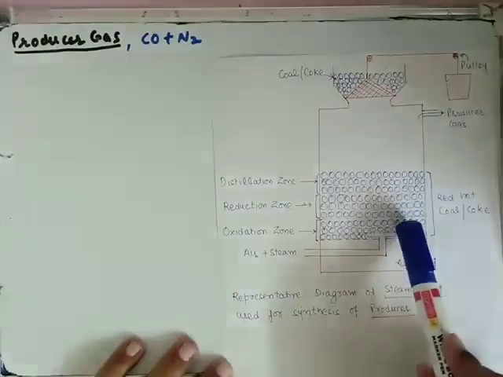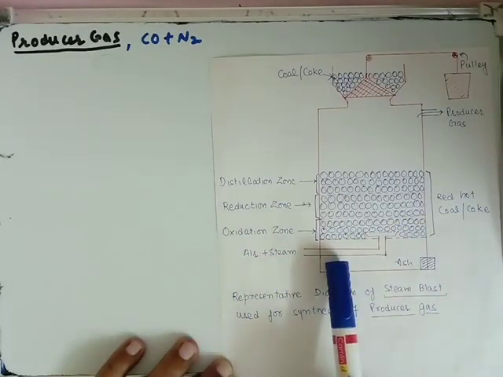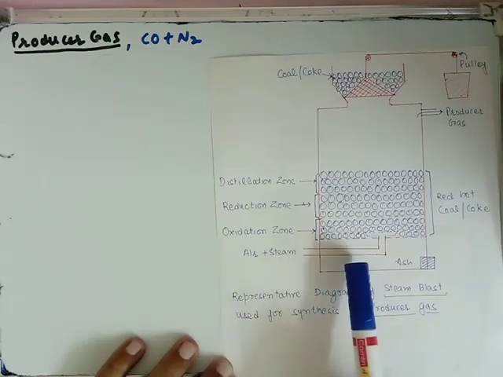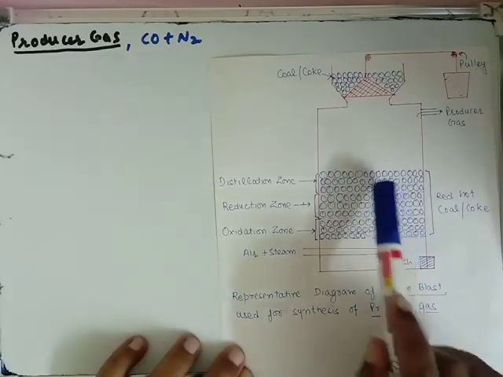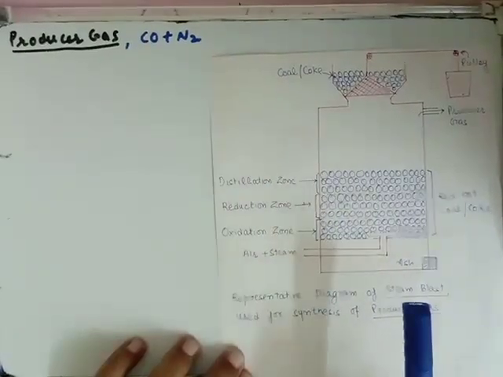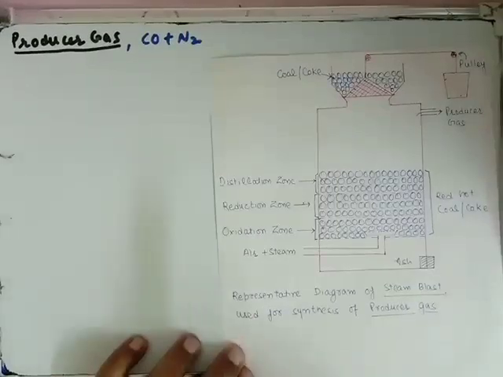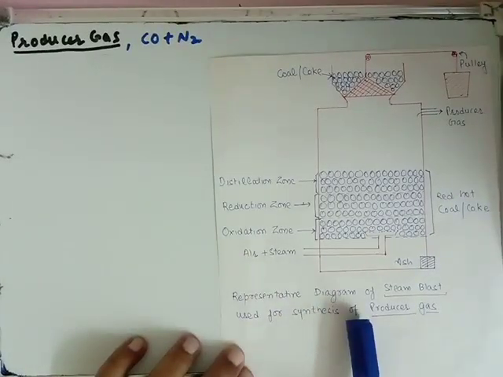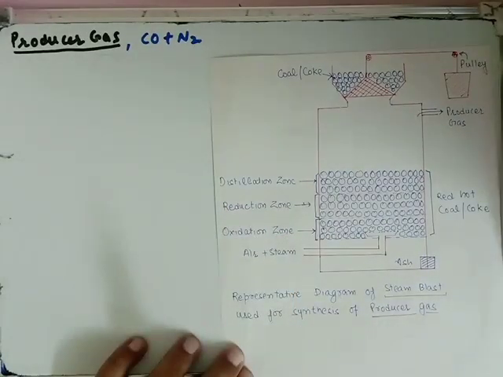And when coal is introduced in the gasifier, after that air and steam, this is an inlet for air and steam, is also introduced into the gasifier. And this is the actual place where burning of coal takes place, right? Now keep one thing in mind, that burning of coal or coke does not always lead to generation of producer gas. Producer gas is produced under specific conditions which are provided in this gasifier, right?